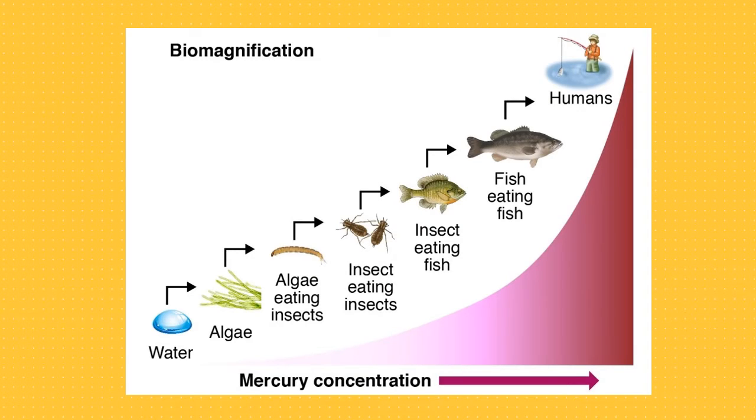As we can see in the picture, water contaminated with mercury is taken in by algae, which are eaten by algae eating insects, which are further eaten by insect eating insects, which are further eaten by fishes, which are in turn eaten by larger fishes, which are in turn eaten by humans. And as we can see, the mercury concentration is continuously rising as we go up the food cycle.